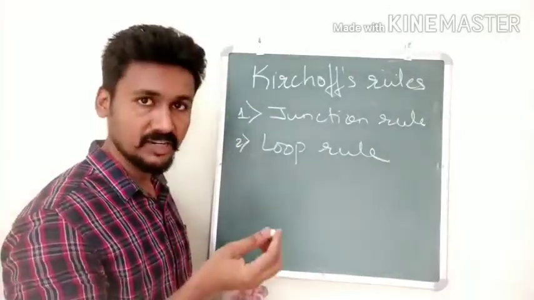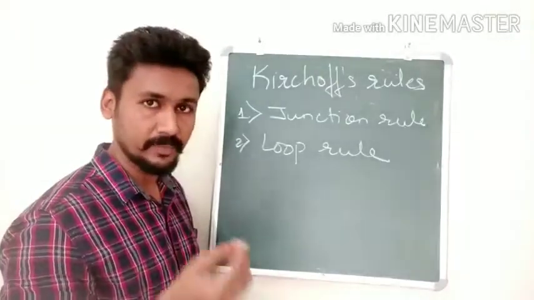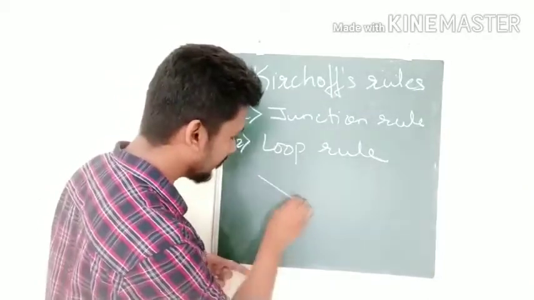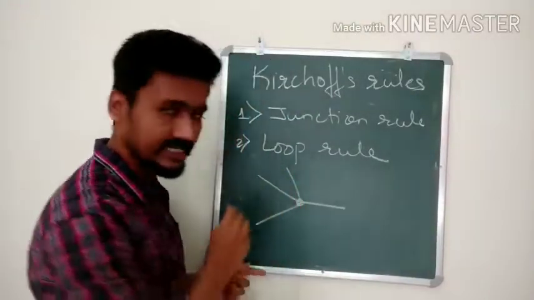Now, what do we mean by junction first of all? If 2 or 3 wires are meeting at the same point, we call that a junction. So let us say we have some kind of connection like this, where 4 wires are meeting.